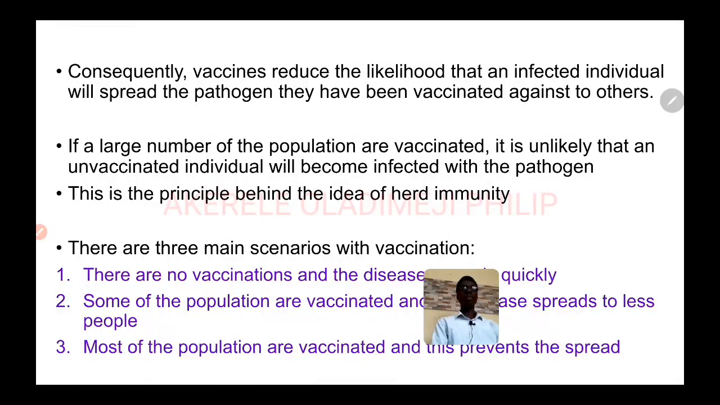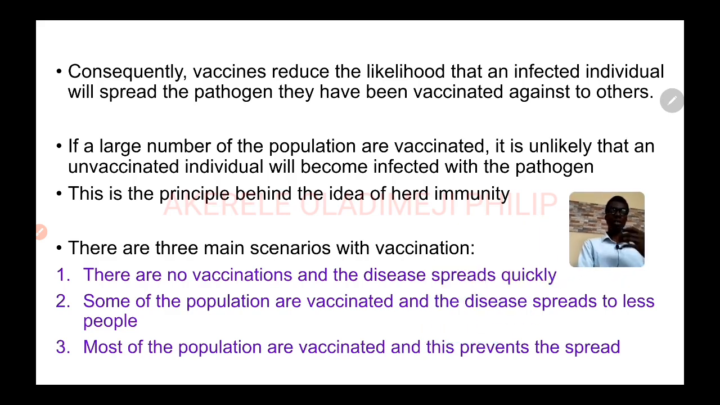Now, consequently, vaccination reduces the likelihood that an infected individual will spread the pathogen they have been vaccinated against to others. That means that once you've been vaccinated, you can't easily transfer that disease to somebody else. Now, if a large number of the population are vaccinated, it is unlikely that an unvaccinated individual will become infected with the pathogen. That's clear. Imagine that we have about 66 million people in the UK, and about 50 million have been vaccinated against COVID.